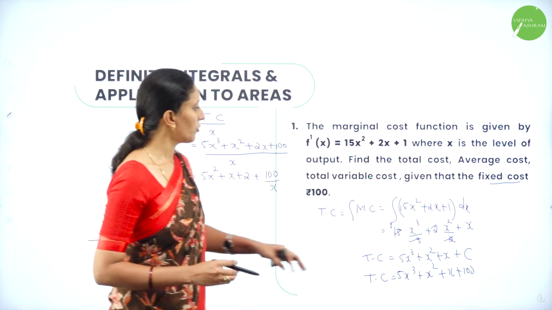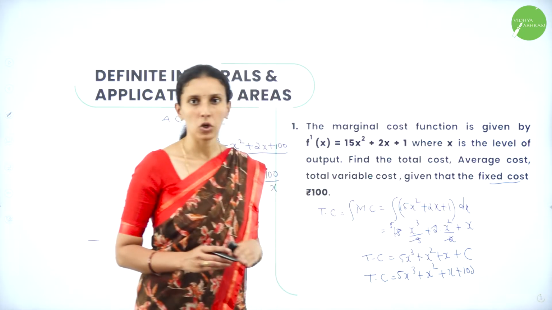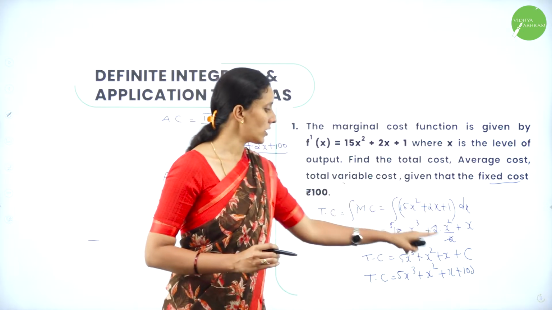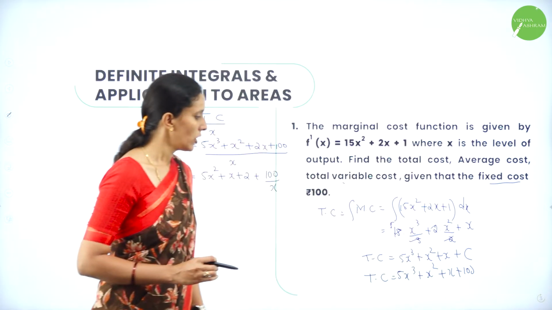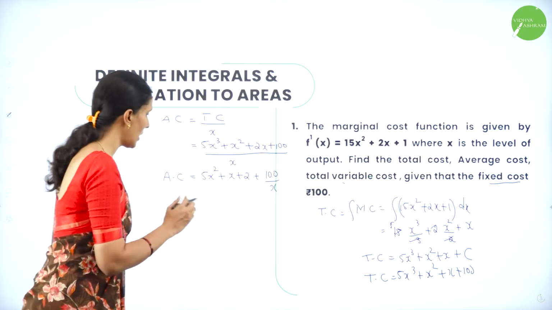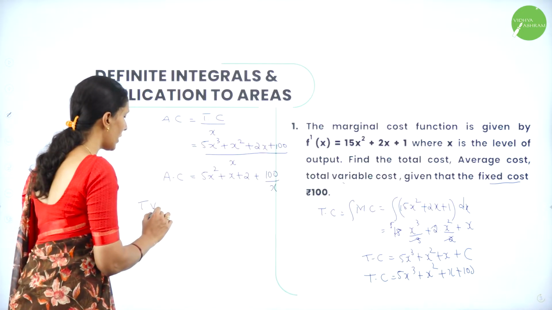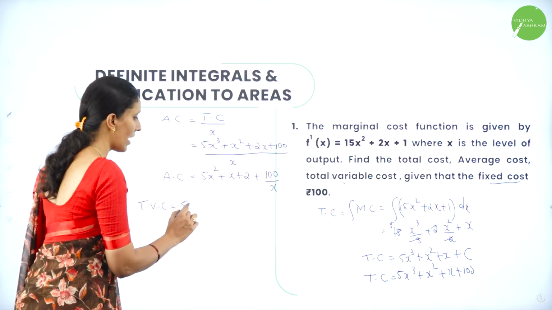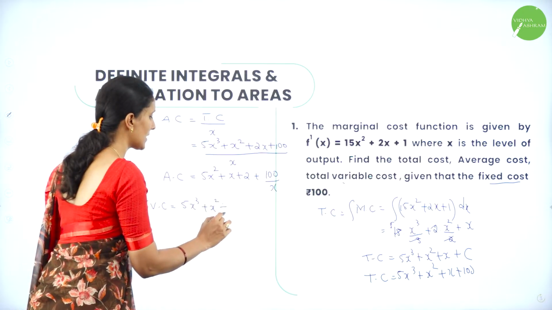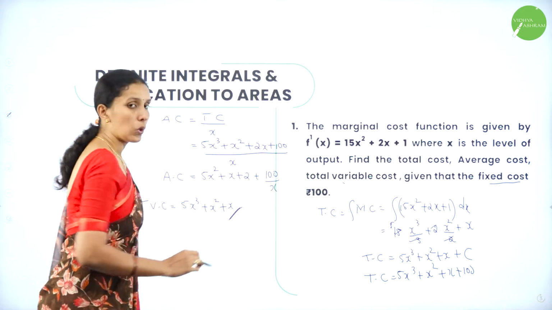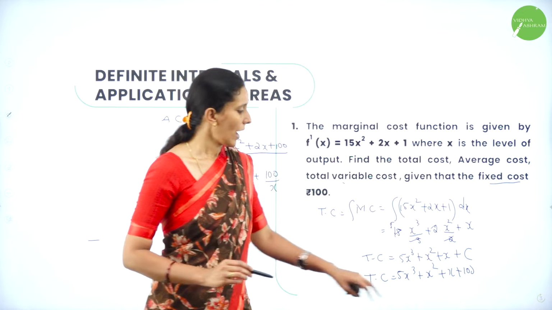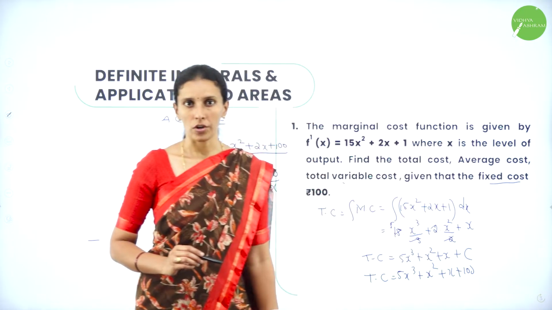Also, they have asked you to find out the total variable cost. We know that the total cost contains the variable cost as well as the fixed cost. So, if you remove the fixed cost there, what is the total variable cost? The total variable cost will be 5x cube plus x square plus x. So, this is the total variable cost which contains only the variable, and the other one is the fixed cost.